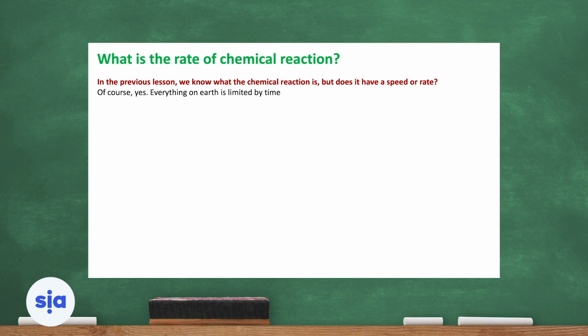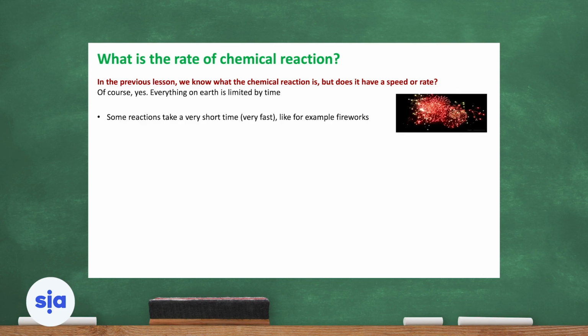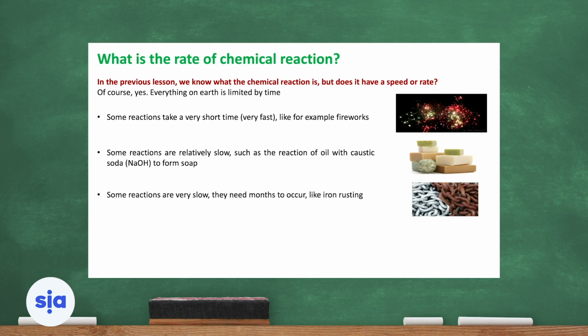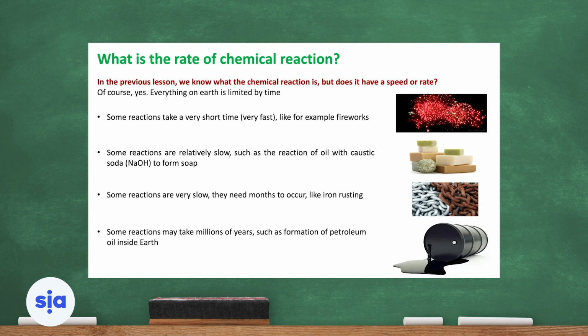Some reactions take a very short time. They are very fast, like for example fireworks. Some reactions are relatively slow, such as the reaction of oil with caustic soda to form soap. Other types of reactions are very slow. They need months to occur, like iron rusting. And some reactions may take millions of years, such as formation of petroleum oil inside Earth.